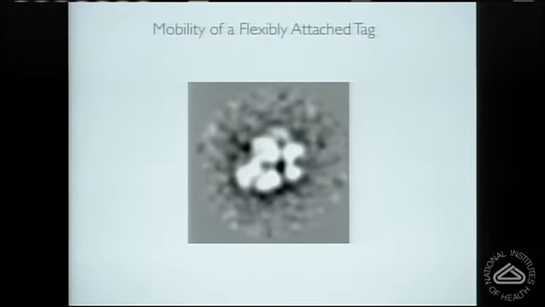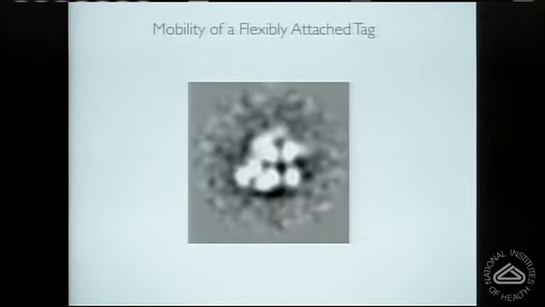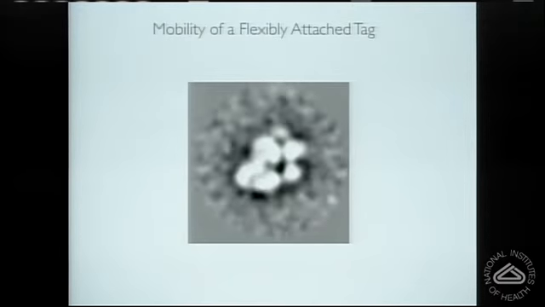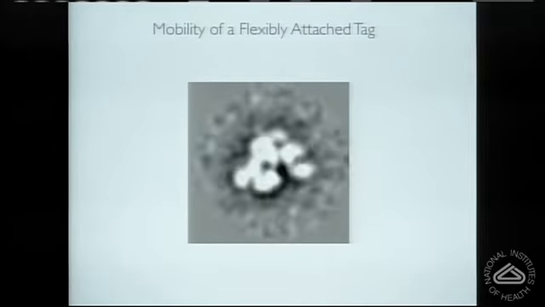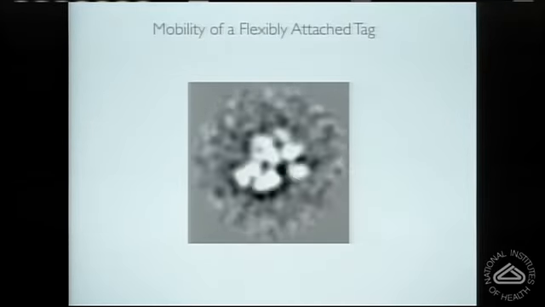But I also wanted to show you this because it gives you an idea of the flexibility that exists in this complex, even in the presence of the stabilizing ABP2. And it may be the reason why our resolution is still limited.